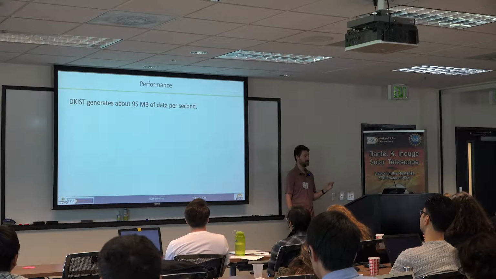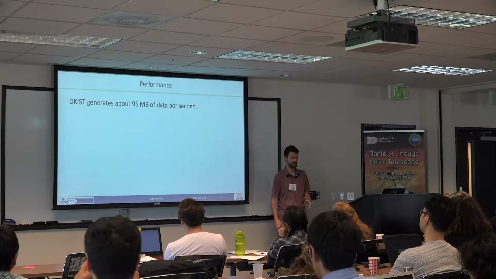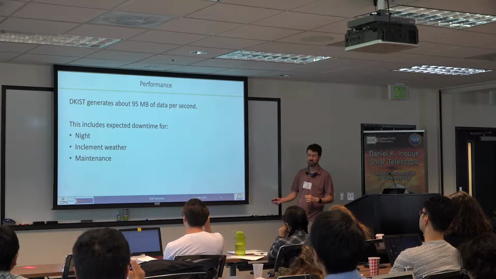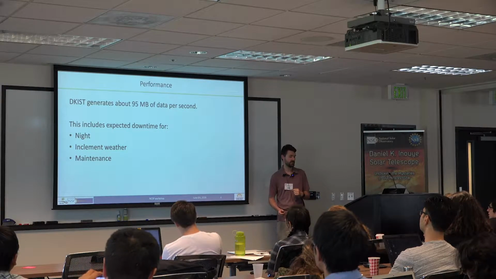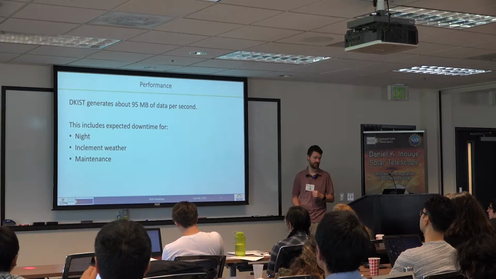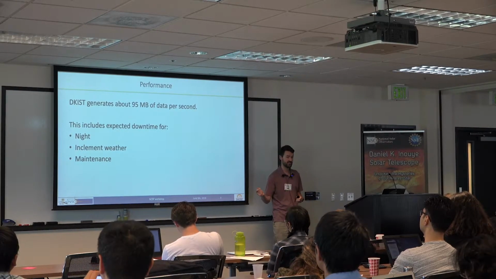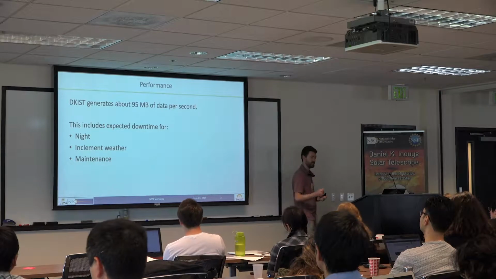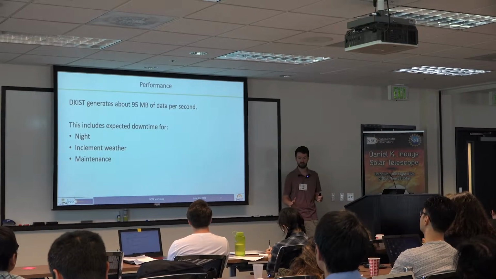Now, I don't mean it makes 95 megabytes of data per second when it's running. That's not it. This includes nighttime. This includes when it's stormy on the summit. This includes when things are down for maintenance. If you time stretch everything out, then every second, there's another 95 megabytes of data from the summit that hits the data center all the time.